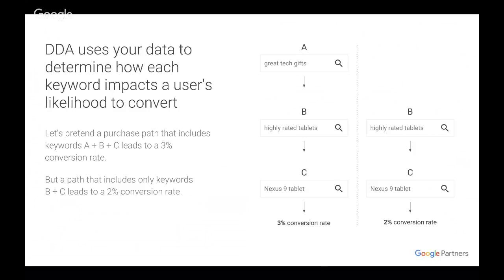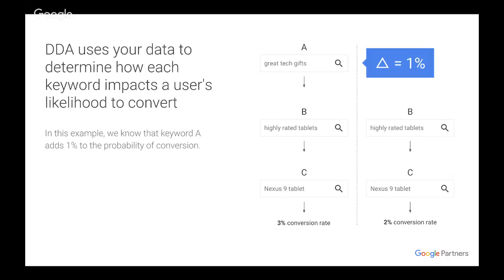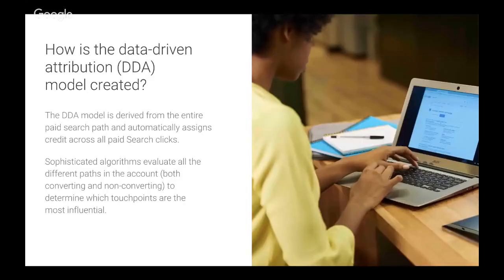And not only John converts using this path, but for all the people that are following this journey, 3% of them are converting and buying that product. Now let's look at the second path on the right, where people are just starting by looking for highly rated tablets. They did not look for great tech gifts in the first place. Then after highly rated tablets, they looked up more information about Nexus 9 tablet, and then they converted. It turns out that when people follow the second path without the great tech gifts, only 2% of the people are finalizing that purchase, which means that point A is helping us greatly and is getting up 1% our conversion rate. And this is how data-driven attribution is working, as we were saying, looking at both converting and non-converting paths to understand the information that is being gathered.